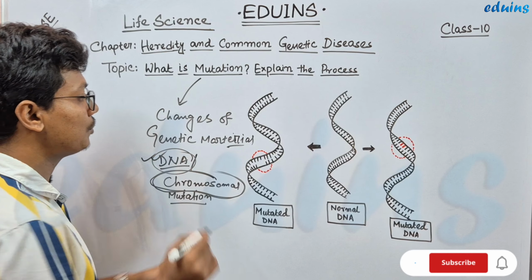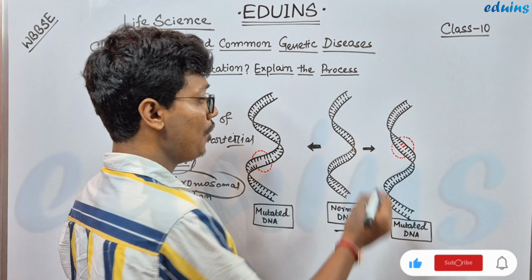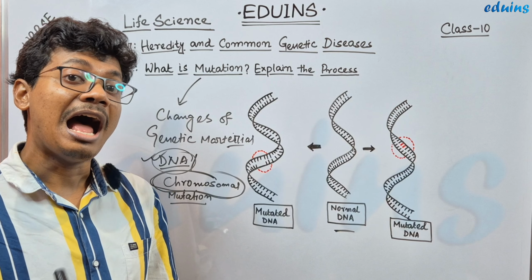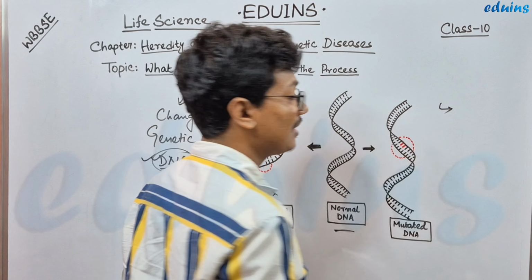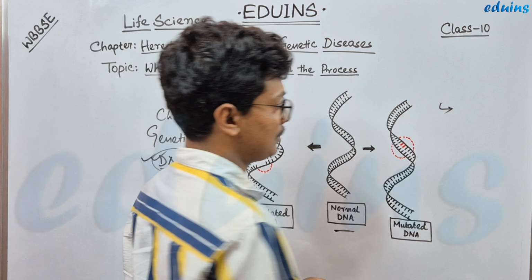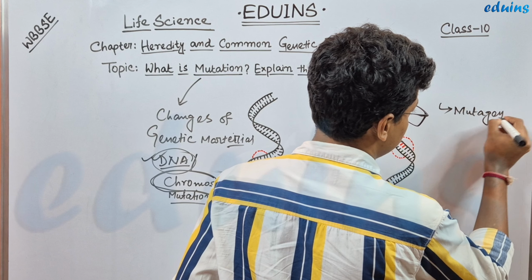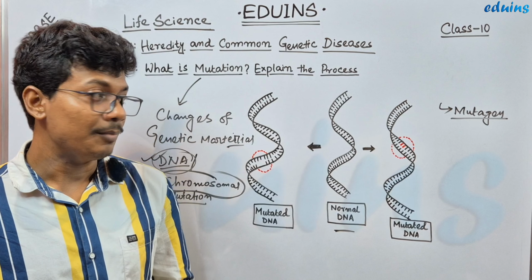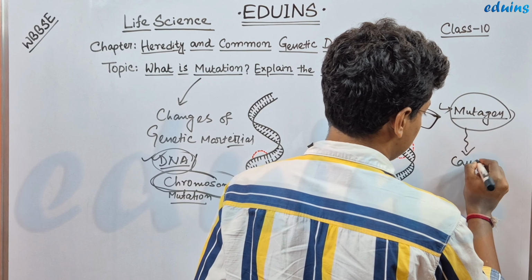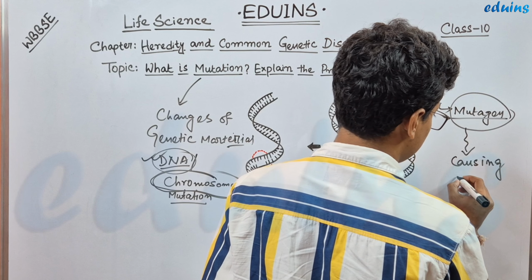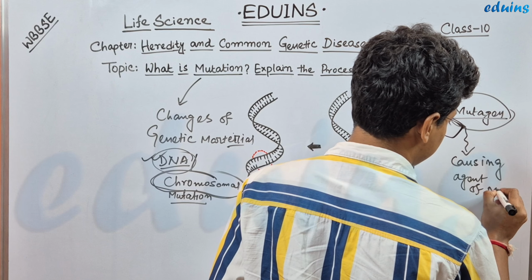DNA mutation, I have drawn a figure here. This is a normal DNA. Now, when it is mutated, how does it get mutated? It is mutated by some chemicals or physical factors. These are called mutagens. What is a mutagen? A mutagen is the causing agent of mutation.